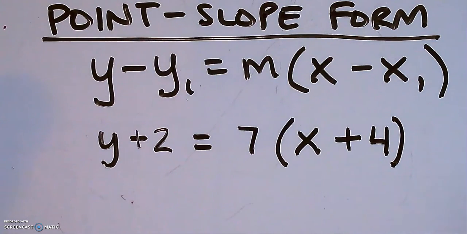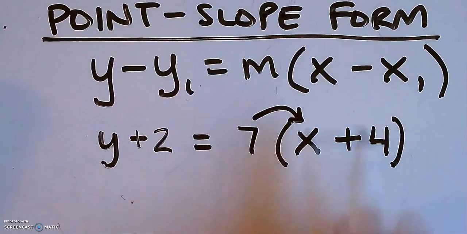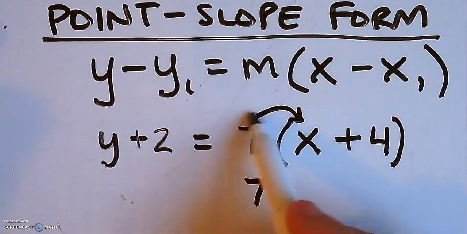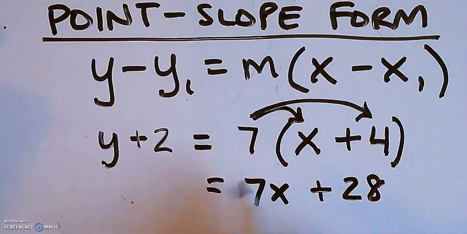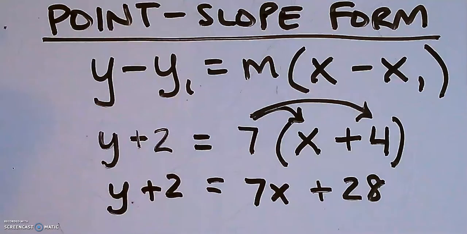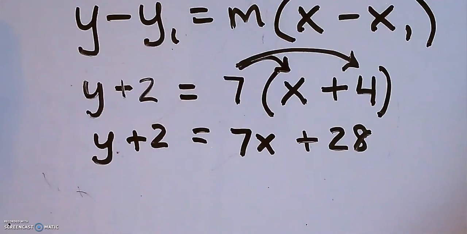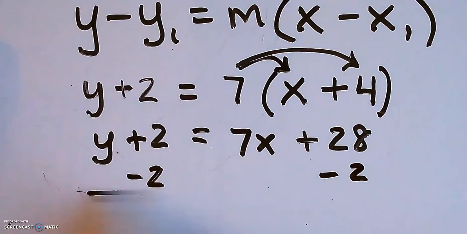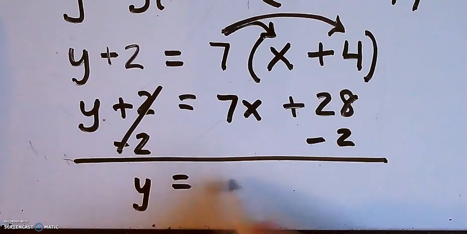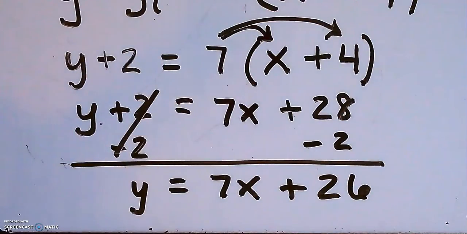So in this case here, what I'm going to go ahead and do, same as what we did before, is we will distribute my slope. So 7 times x gives me 7x, and then 7 times 4 is going to give me 28, and that is equal to y plus 2. Now remember, for our very last step here, to try and get this in slope-intercept form, we've got to get y by itself. So I'm going to just subtract 2 from both sides, and when I do that, these 2's cancel, and it's just going to leave me with y equals 7x plus 26. And that's the final equation that we've been given.